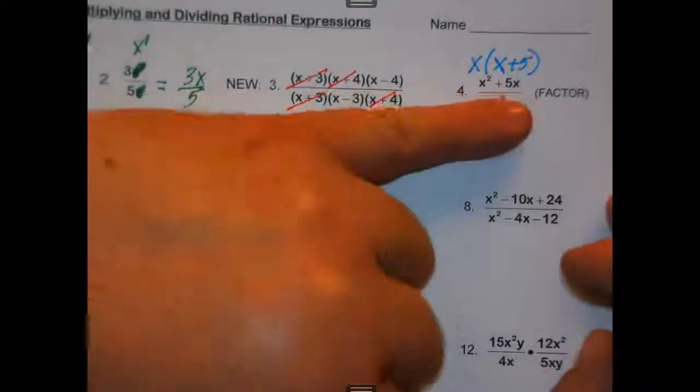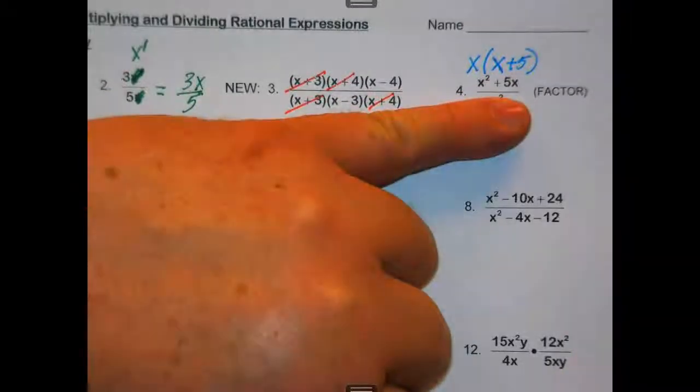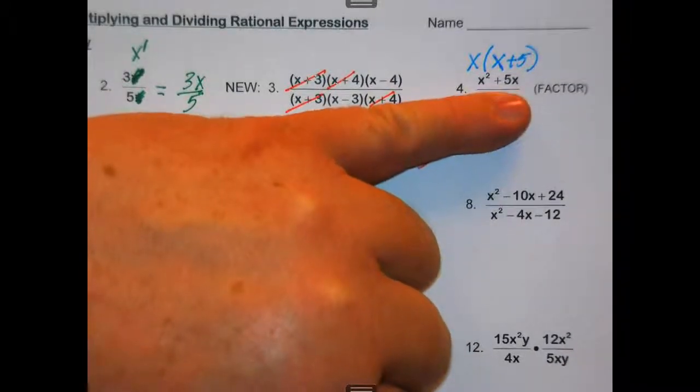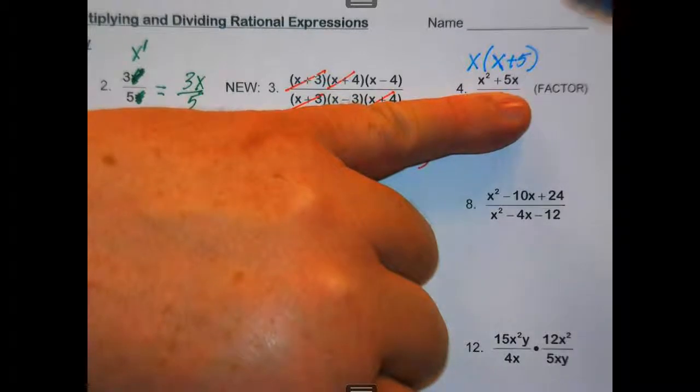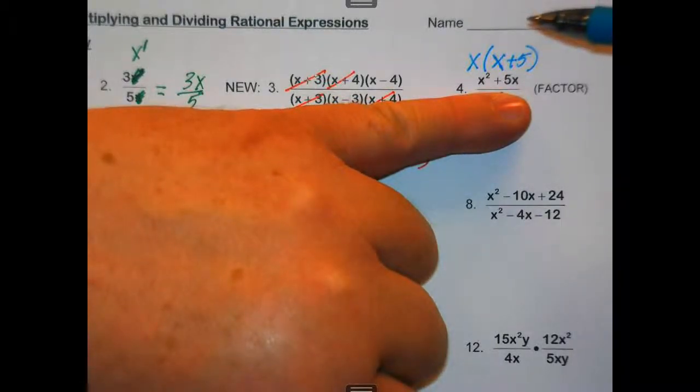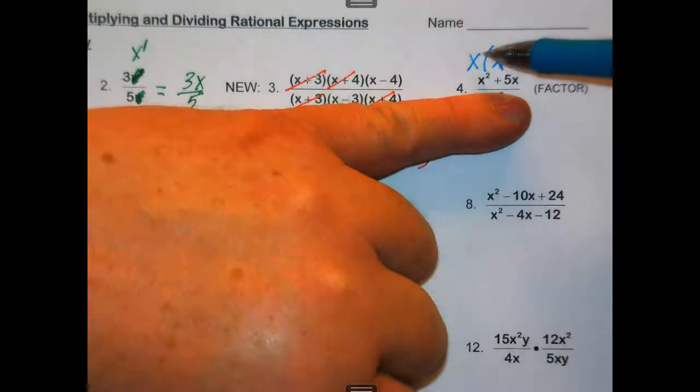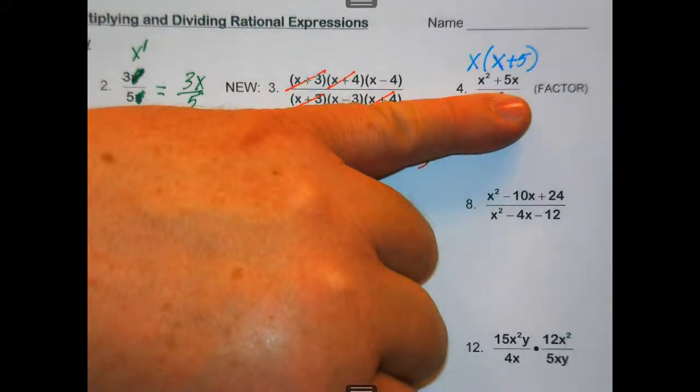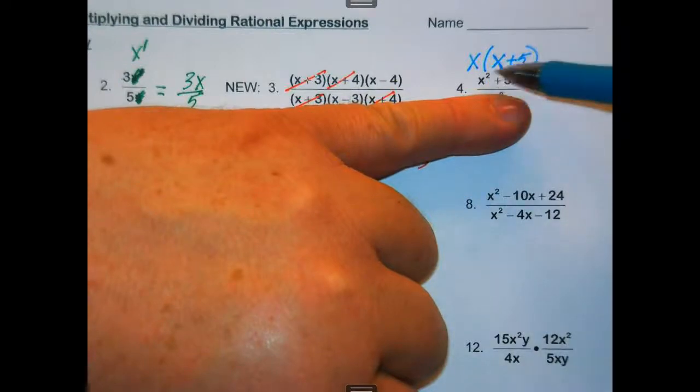Factoring. What can I factor out of the numerator or top? It's x, right? What am I left with? X plus 5. I'm just looking at the numerator. I'm factoring the numerator. I took out a factor of x. I took out a common factor of the x squared and the 5x.